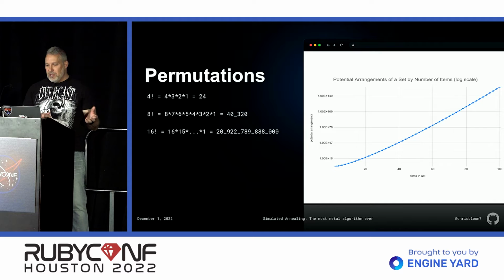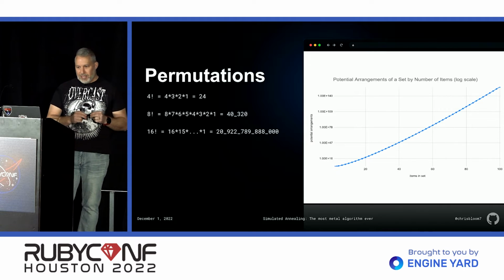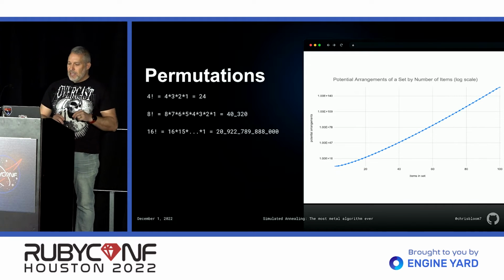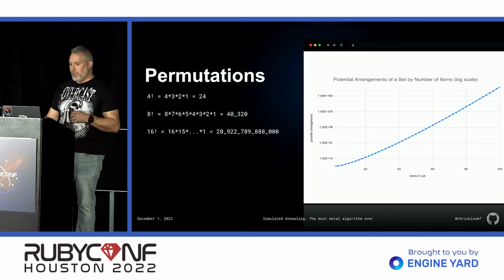In computer science speak, that means this algorithm is NP hard, and this is a super simplified explanation of that because we're not going to go down that rabbit hole. But that just means that it scales in such a way as to eventually make solving NP hard problems impossible.